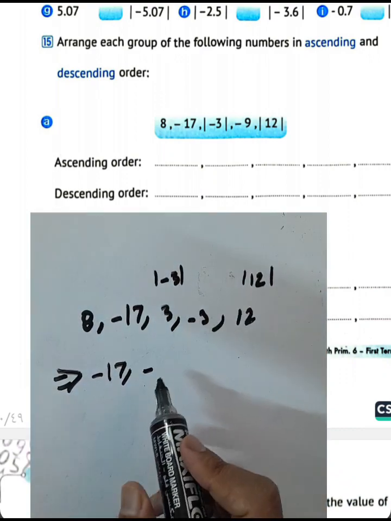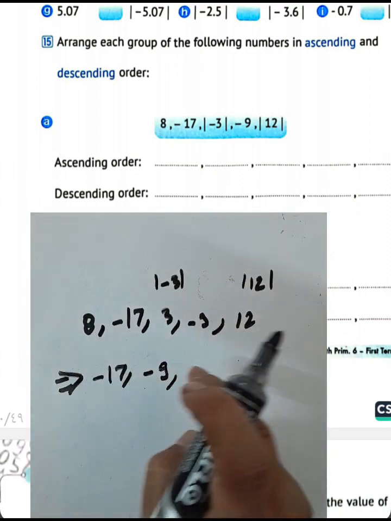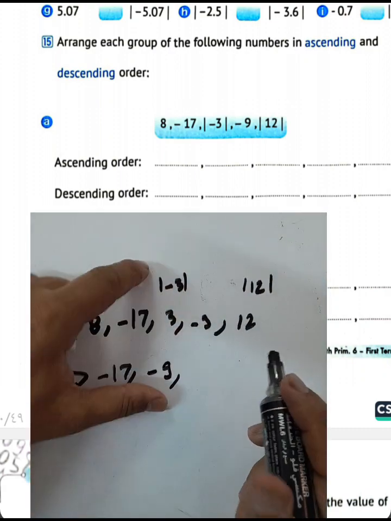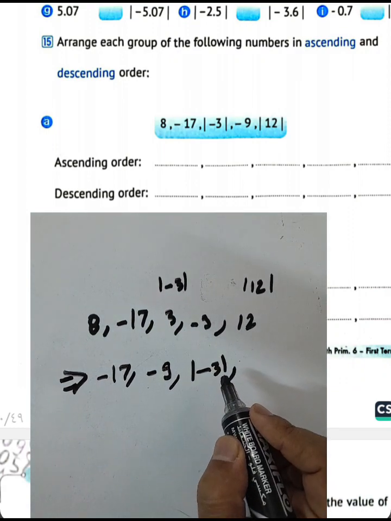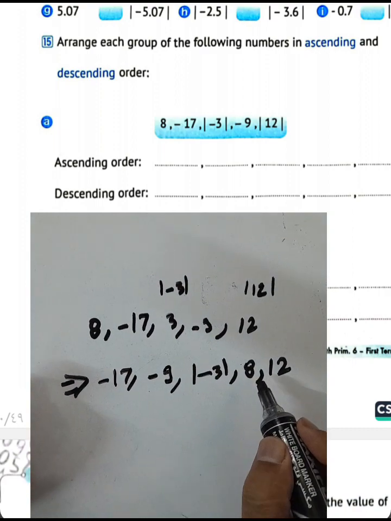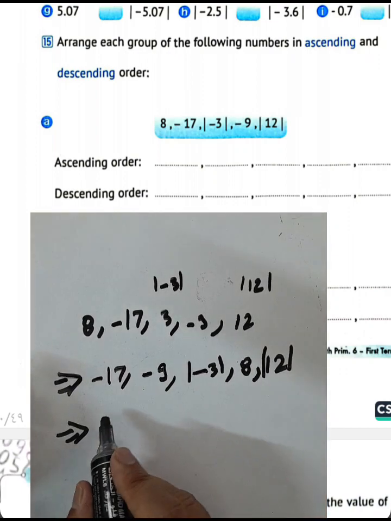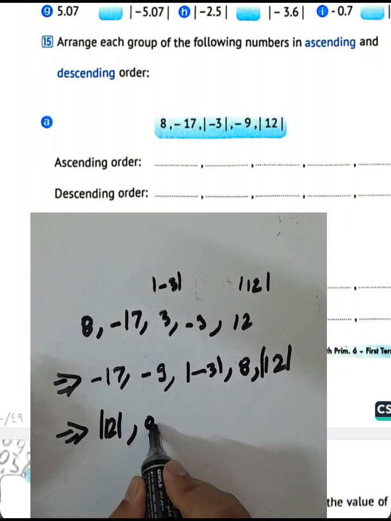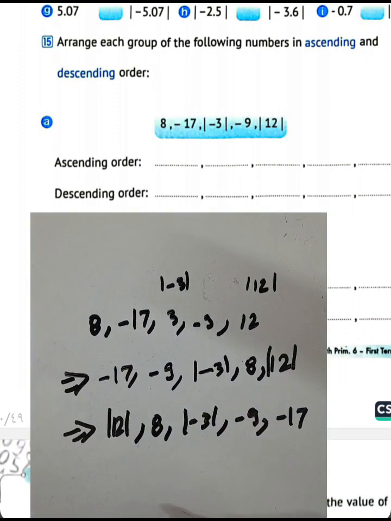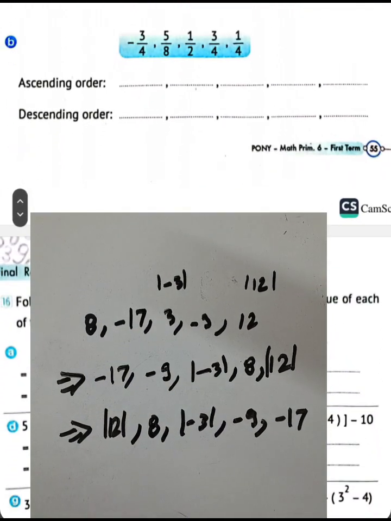Okay, negative 9, not absolute value. And positive will be 3, which was absolute value of negative 3, 8, and the last one, it will be 12 here, absolute value. And for descending order, you must write the inverse of all the results: absolute value of 12, 8, absolute value of negative 3, negative 17. Next question.